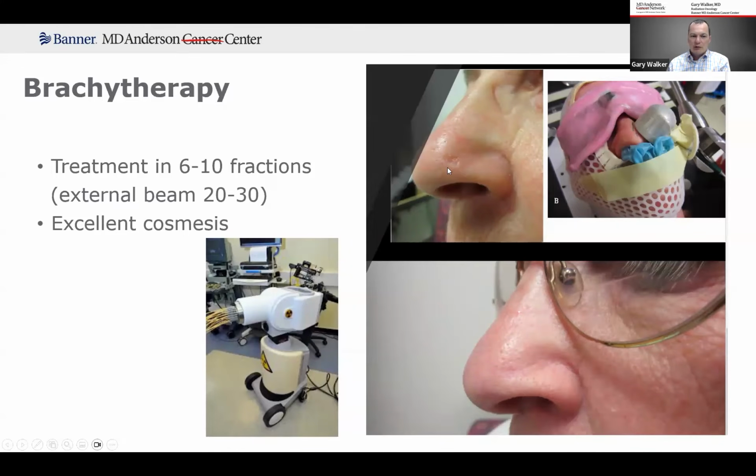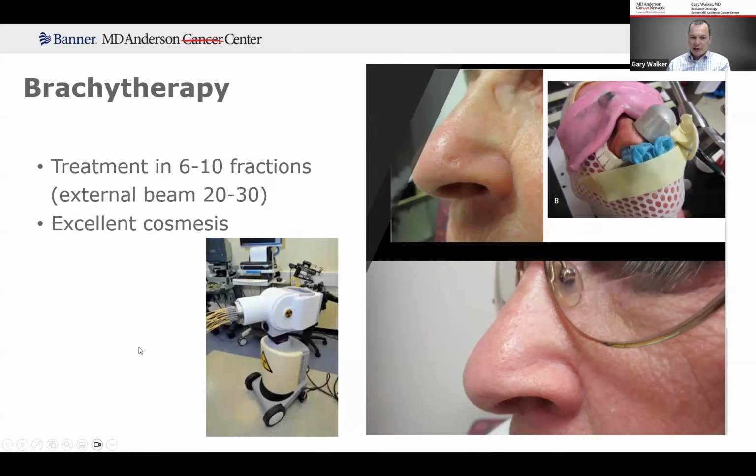The patient preferred to have definitive radiation therapy. You can see here on the right, this is the patient setup. So we put a mask on the patient to hold them still during treatment. We put some lead shields over their eyes as an extra precaution.